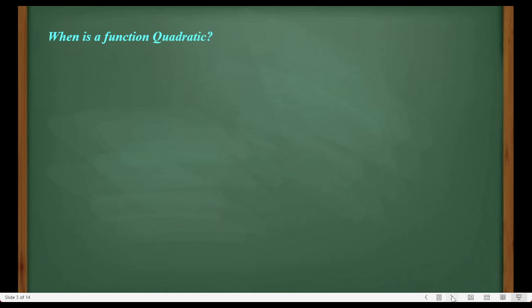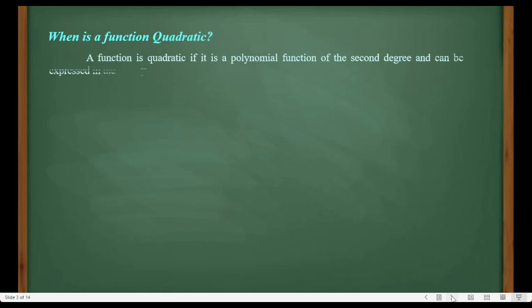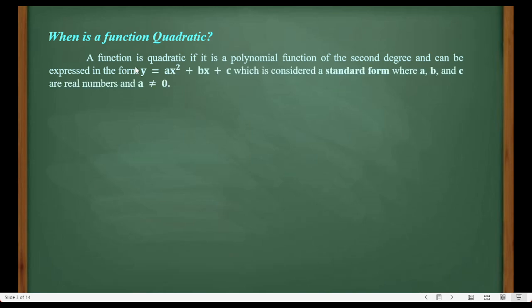When is a function quadratic? A function is said to be quadratic if it is a polynomial function of the second degree and can be expressed in the form y equals ax squared plus bx plus c, which is considered a standard form, where the coefficients a, b, and c are real numbers, and a must not be equal to 0.